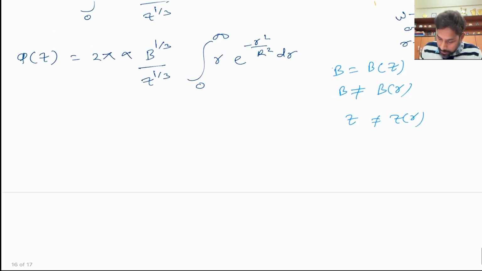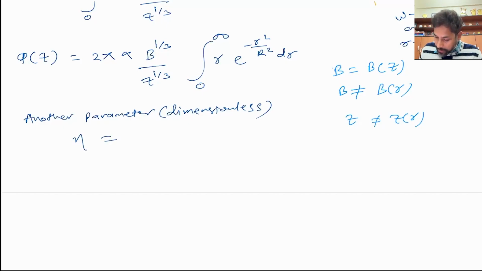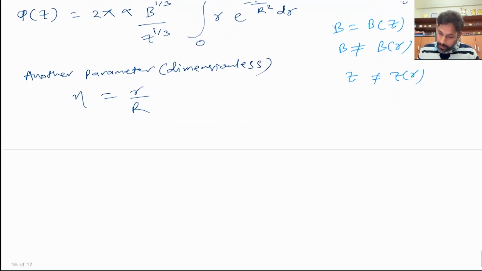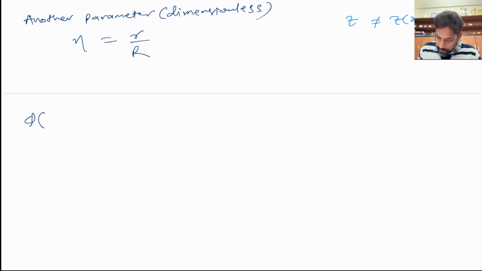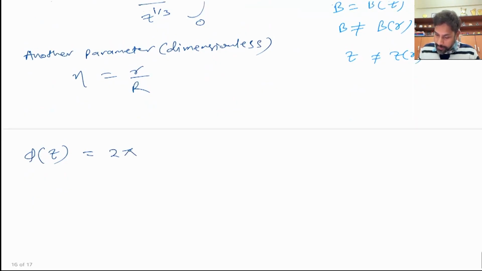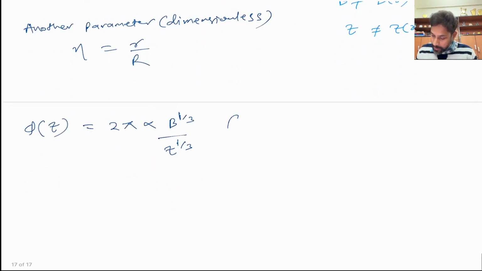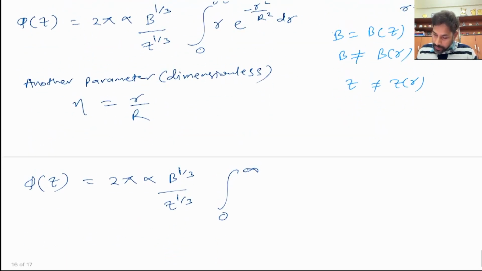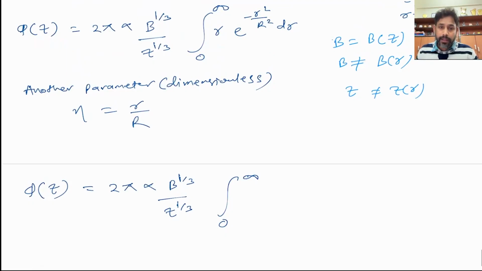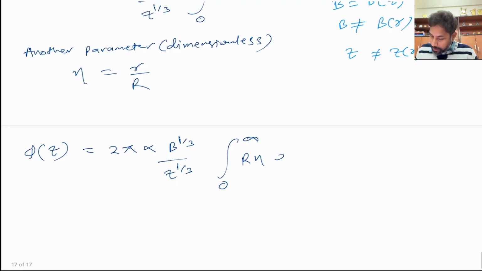All right, so here we define another parameter which is dimensionless, that is eta, and we say this is equal to small r by capital R. Okay, so this simplifies our equation, that will become 2 pi alpha b to the power 1 by 3 z to the power 1 by 3, 0 to infinity, and eta is, so we replace r with capital R eta, and e to the power minus eta square, and this becomes capital R eta.